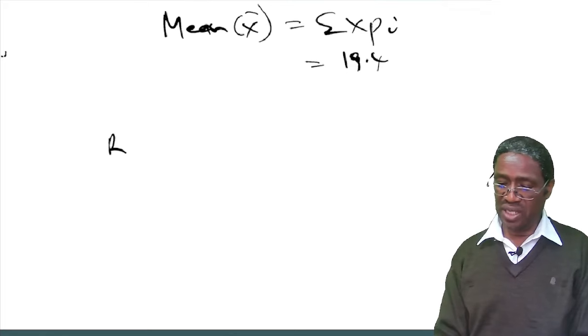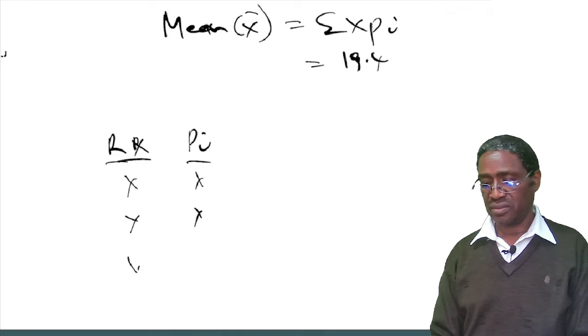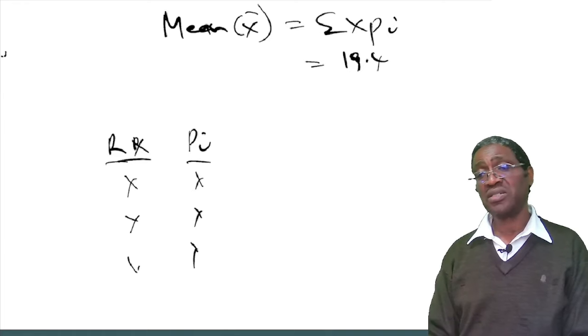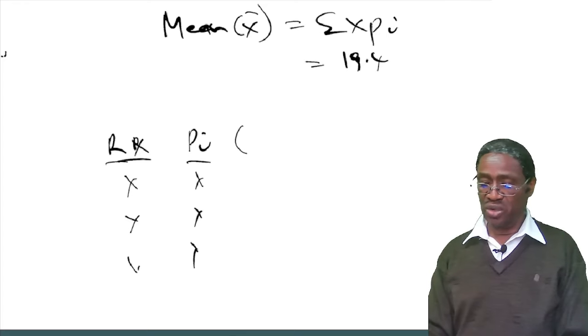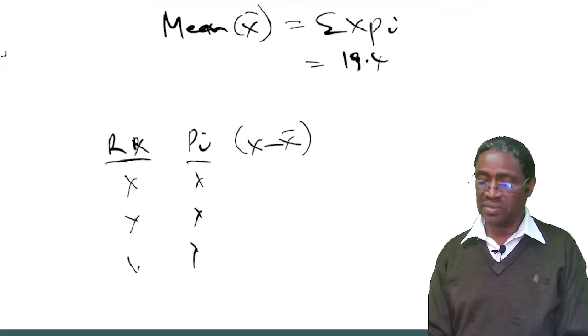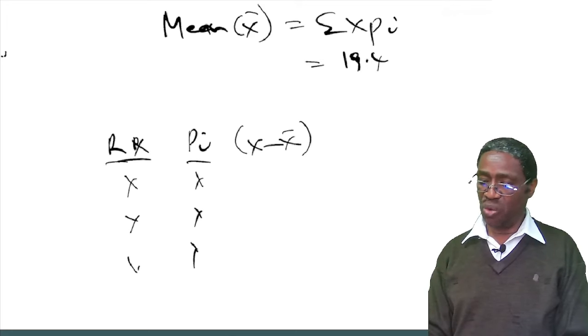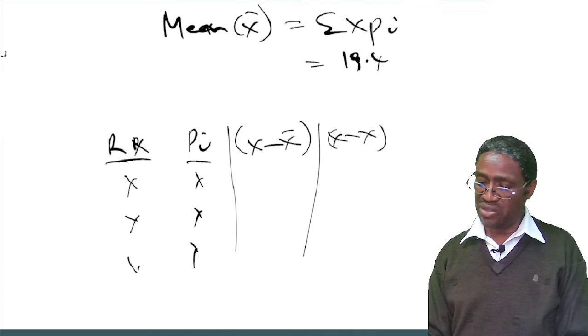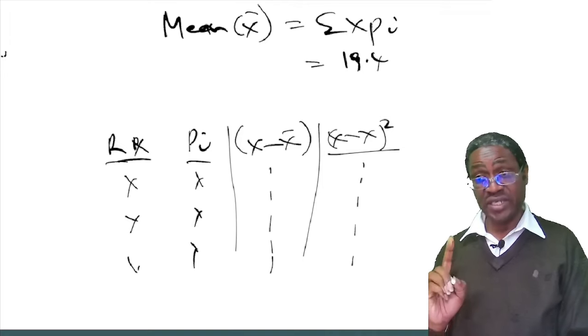We have the returns here, which we are calling x. We have the probabilities here. I have said you have already computed the mean. You will get x minus x bar. That's obvious. Then you will square them: x minus x bar squared. You will get them. Don't write.